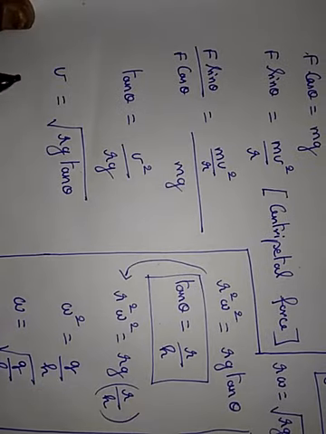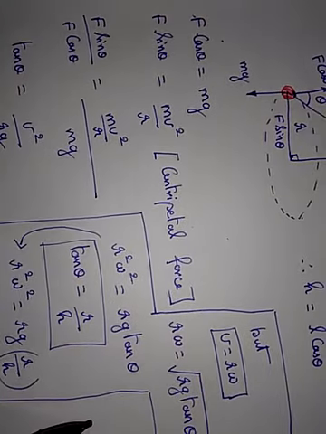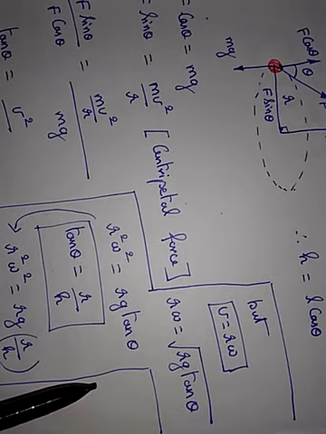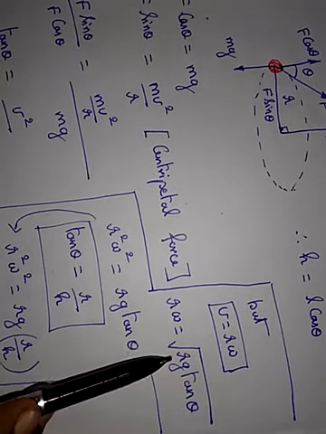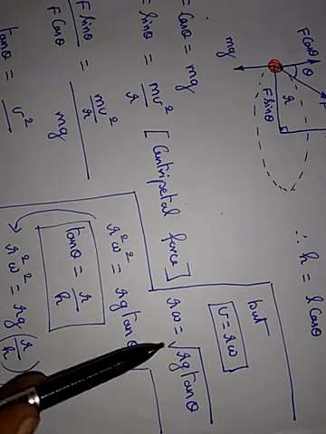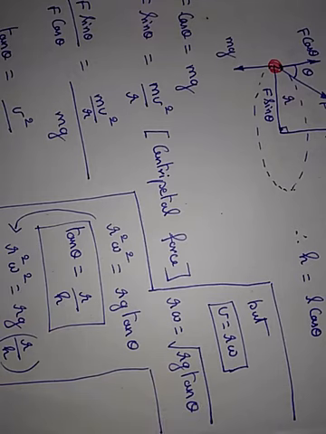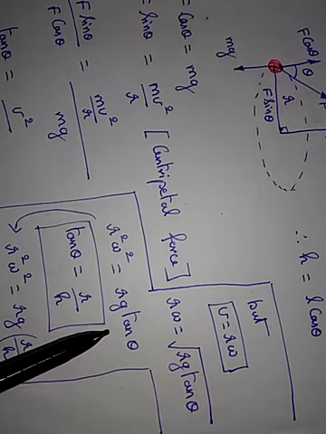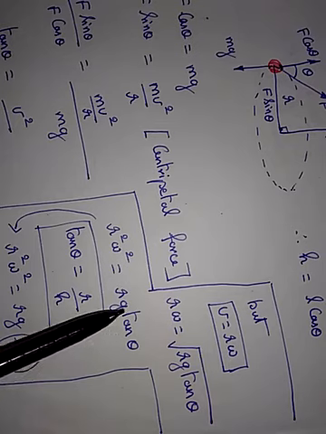In this place you can substitute r omega. So that's what we are doing here. So r omega is equal to square root of rg tan theta. Now squaring both sides, r square omega square is equal to rg tan theta; the square root gets cancelled because we are squaring. Now from this we need to find out tan theta.